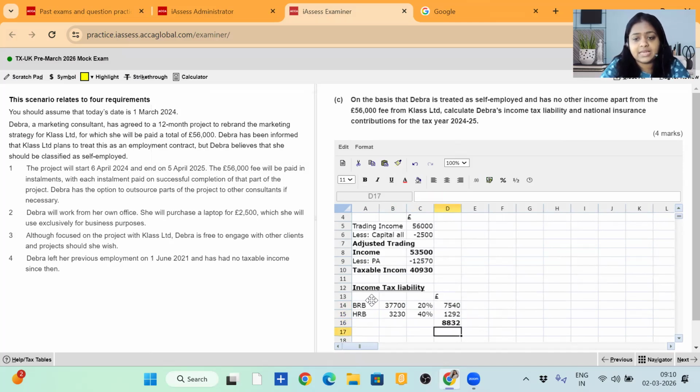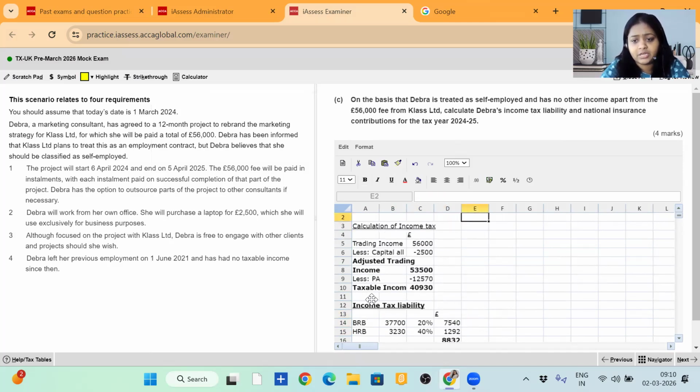Done. Now let's calculate NIC. I can do it here or there; the entire page is available, so there is no challenge. Calculation of NIC.